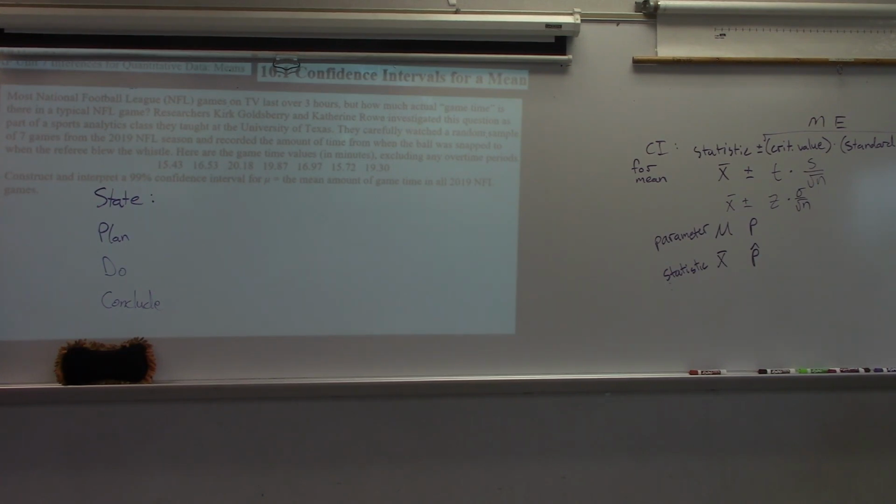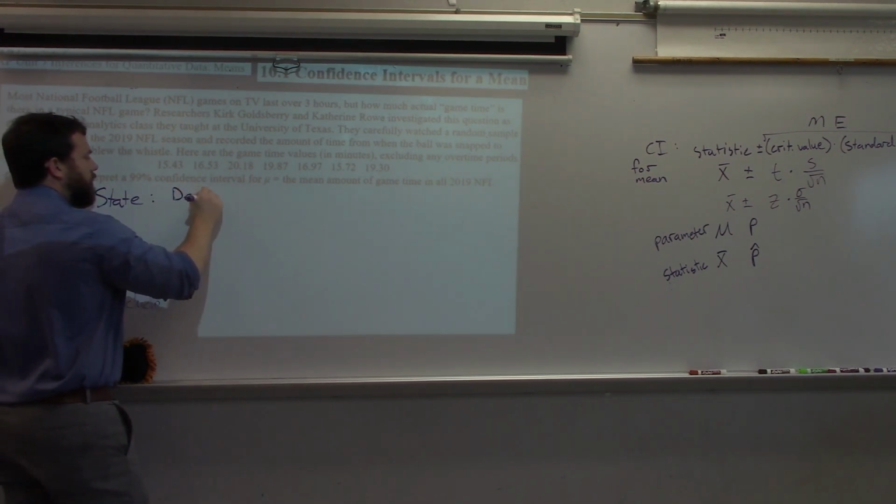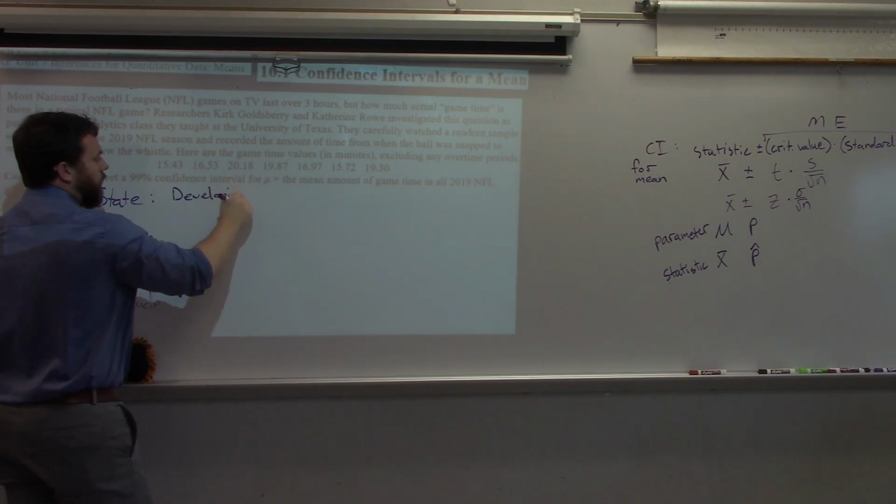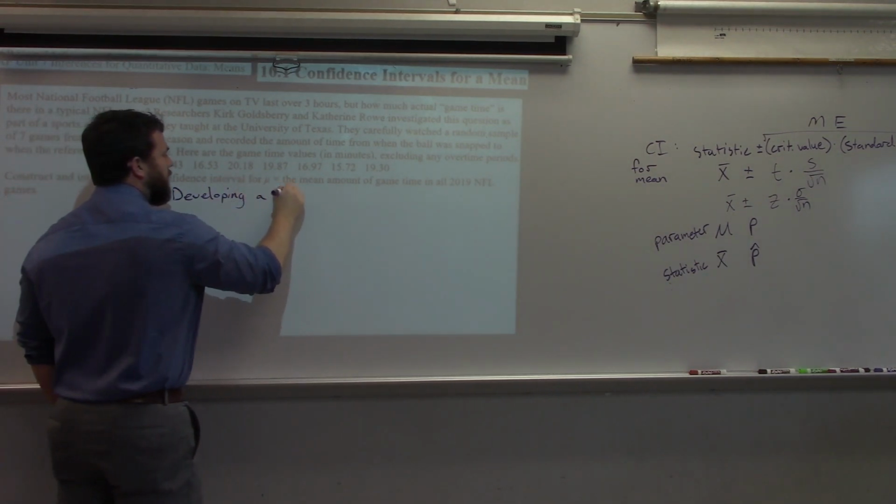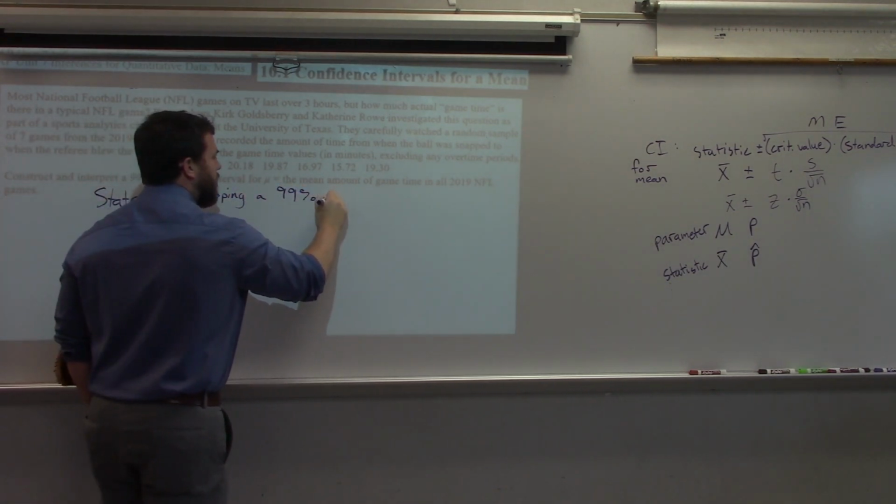But when I'm doing a state for a confidence interval, what do I need? Context, right? And the confidence level. So we are developing a 99% confidence interval.